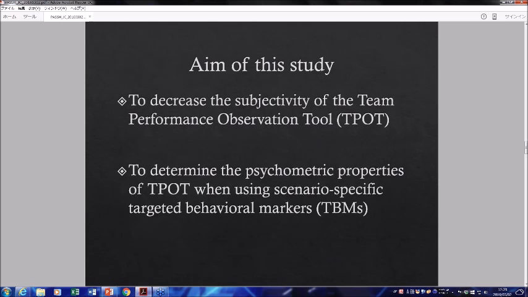So, as I introduced some tools to assess teamwork, it is really difficult to assess teamwork. So this research group wanted to decrease the subjectivity of the Team Performance Observation Tool. This is one of the aims of this study. And the next aim is to determine the psychometric properties of TPOT when using scenario-specific targeted behavioral markers. So let me explain these TBMs.